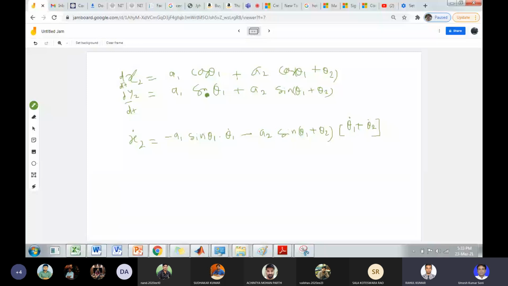When you take the derivative of this term, any other students have any problem in understanding this? No sir. Is it clear how it is being solved? You first take the derivative of this term with respect to theta 1, and now you take the derivative of theta 1 with respect to time.